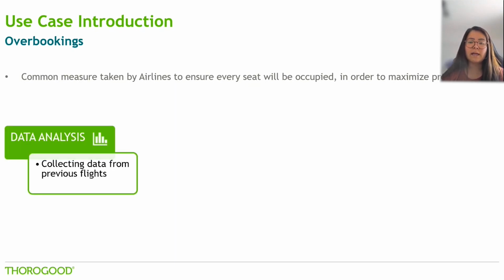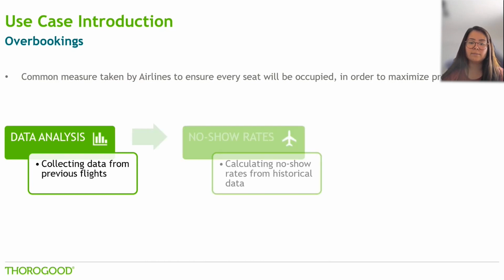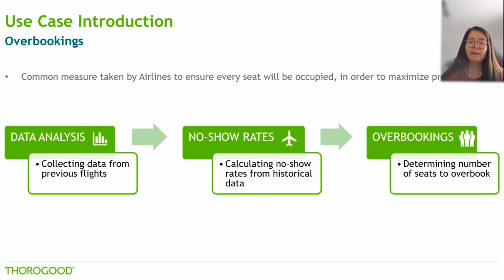So the first step is to collect data from airlines' previous flights. The next step is to use machine learning to train a model to predict no-show rates based on historical data. And then finally, we can apply this model to future flights to determine how many seats should be overbooked.